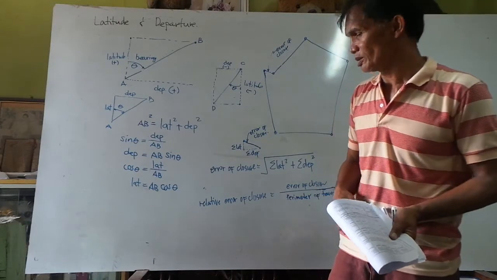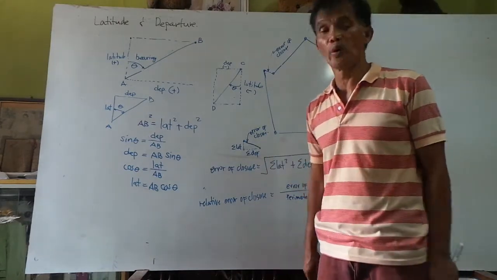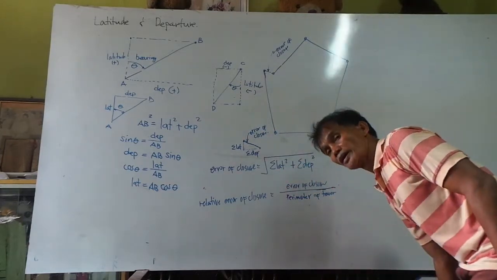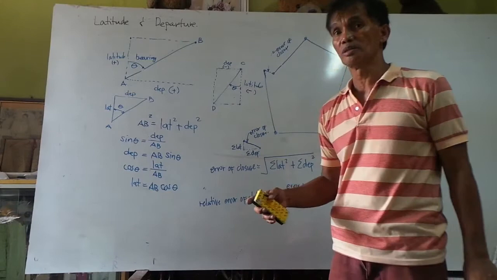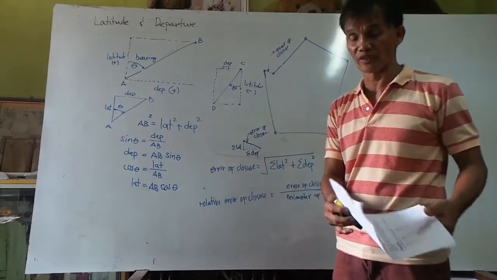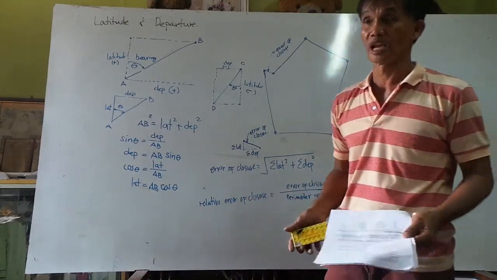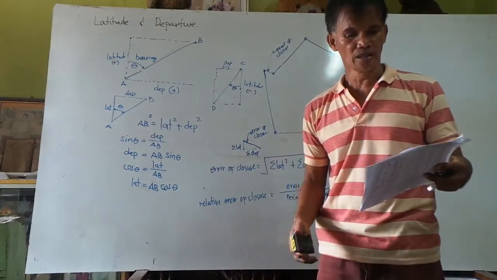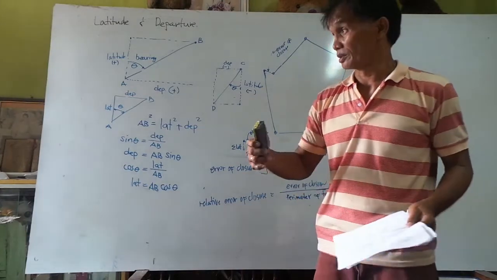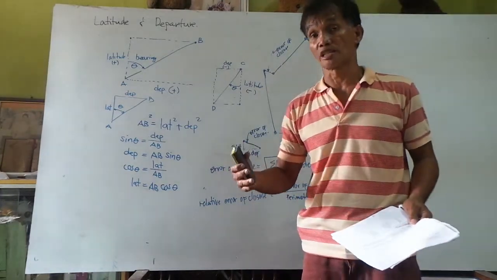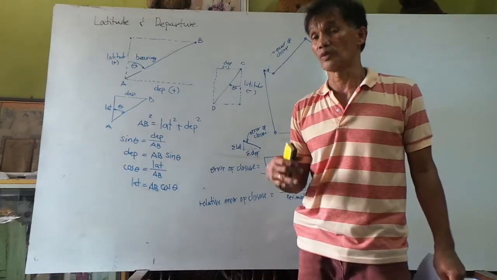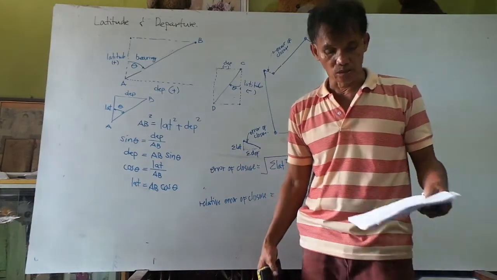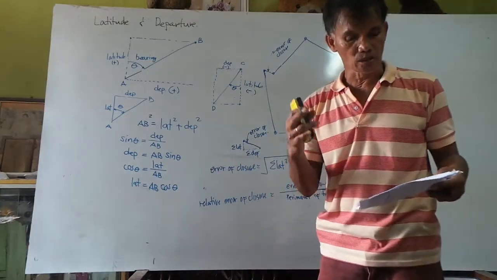Now to correct the error of closure, there are two ways. One way is by the transit method, and the other is by the compass method. These are defined in your brochure or in your module 3. In module 3, correcting the error is termed balancing a survey. So to balance the survey, you have the compass rule and the transit rule.